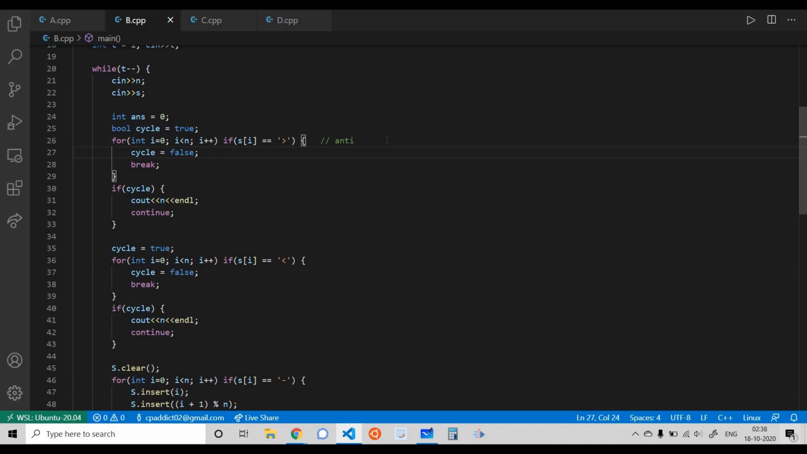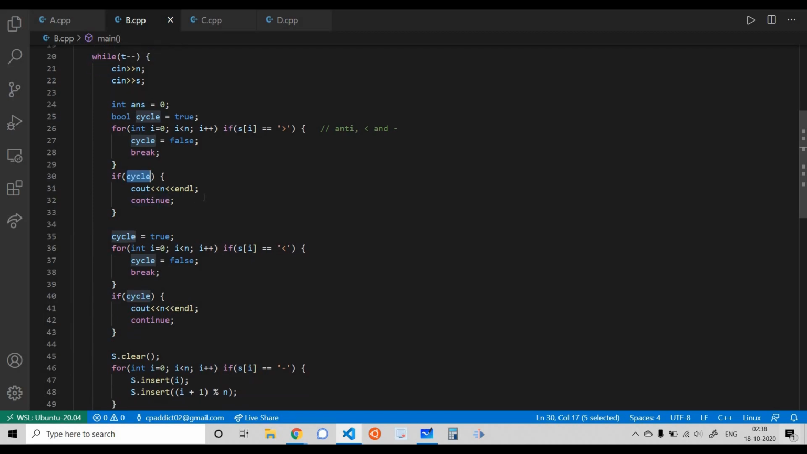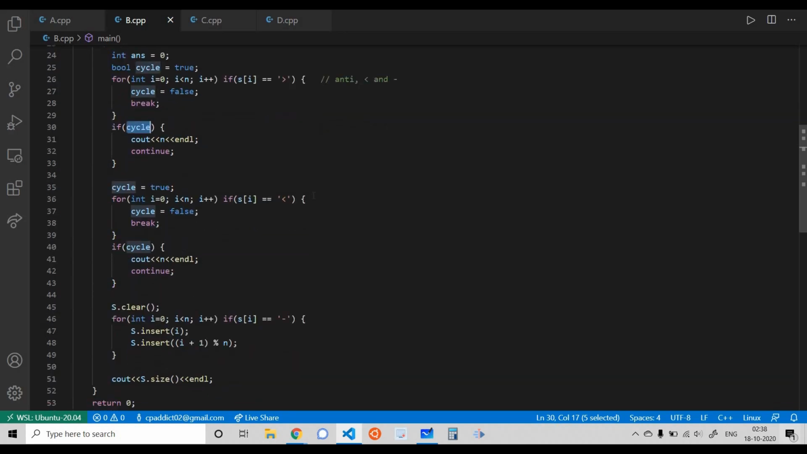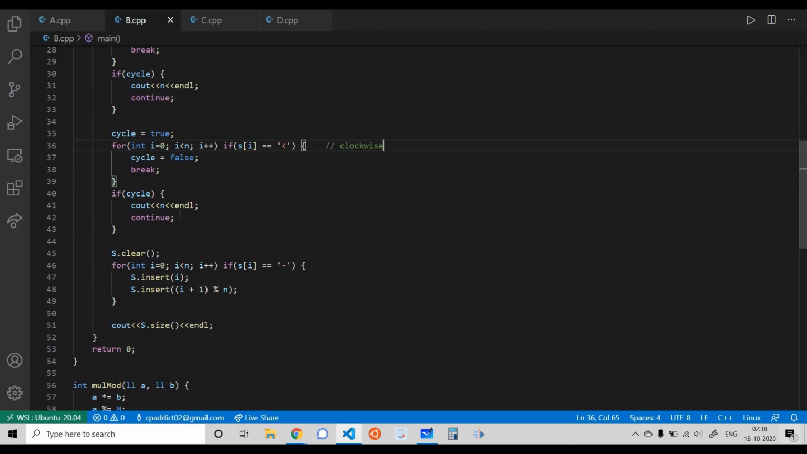First of all, I'm checking whether there is an anti-clockwise cycle or not. So for anti-clockwise, I would be looking for the edges which are of this type and this type. If at any point I see an edge of this type, which is clockwise, then I cannot have an anti-clockwise cycle. I simply break out of the loop. And if I traversed all the nodes and I was not able to find such a node, then there is an anti-clockwise cycle. I see the cycle is still true, and I print N and move to my next test case, and then I check for the clockwise cycle. If there is a clockwise cycle, I print N.